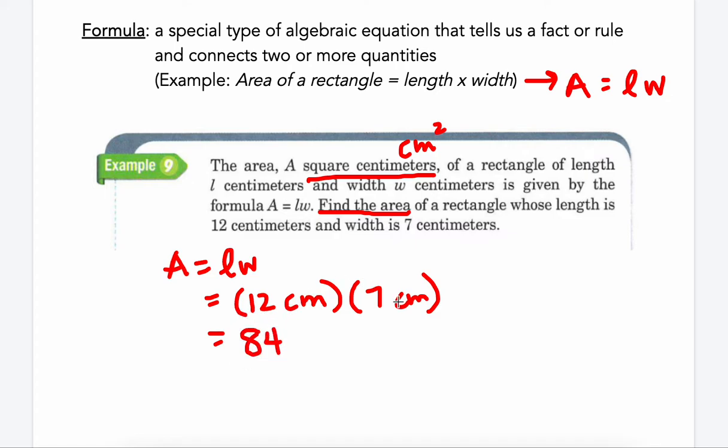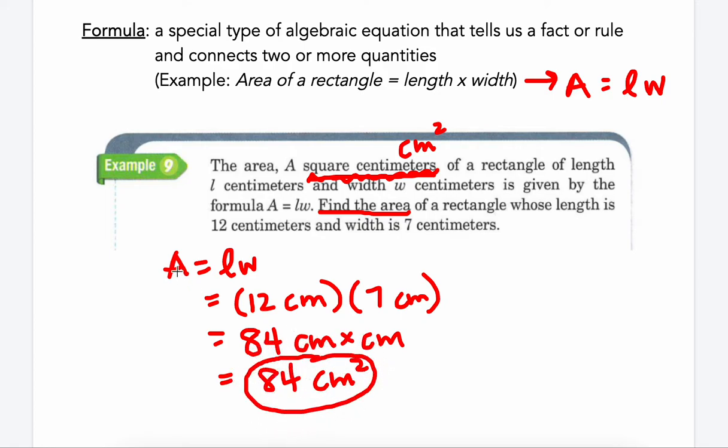And then centimeters times centimeters. I can write that out for you, or you can know already that it's centimeters squared. And remember, area was in square centimeters, so we want centimeters squared at the end. If you don't put in the units, you might forget that and then just get 84, which is technically incorrect.